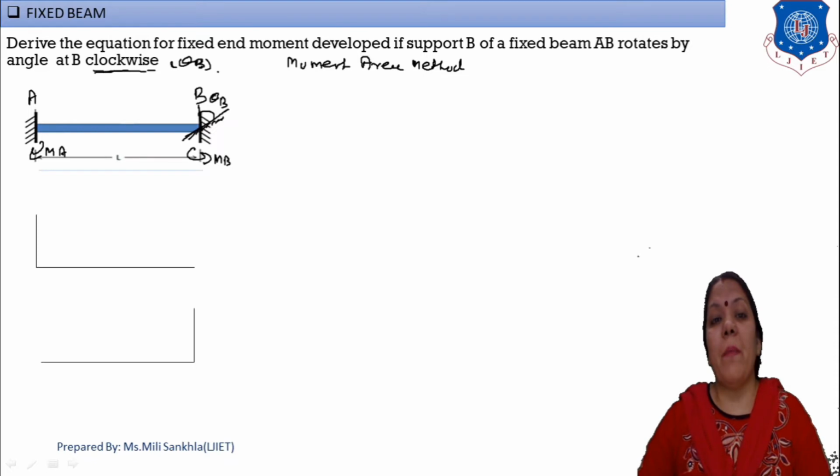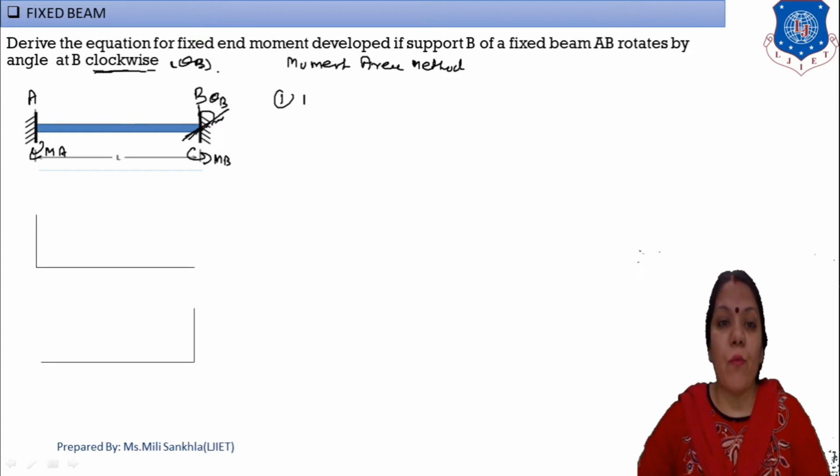Now moment area method, write down here. Again the rotation is an unsymmetrical loading, and for this unsymmetrical loading we use two theorems. First theorem is for area and second theorem is for deflection, that means area into CG. Now make a heading here, moment area theorem number 1.